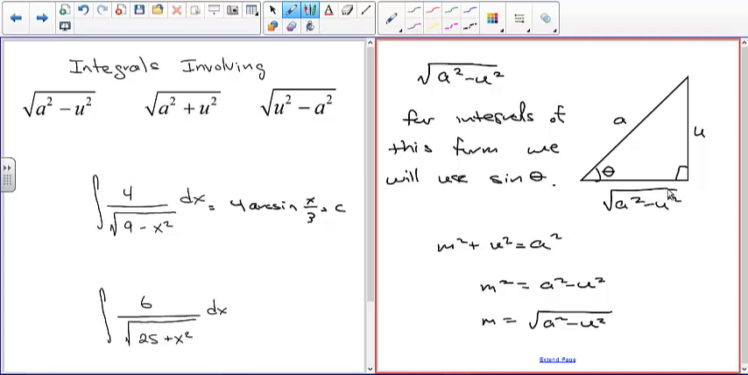Now, if it's a squared plus u squared, then I'm going to use the tangent. If it's u squared minus a squared, I'll use the secant. I could use the cosine as well, but there's no advantage to using cosine, so we just stick with the sine.